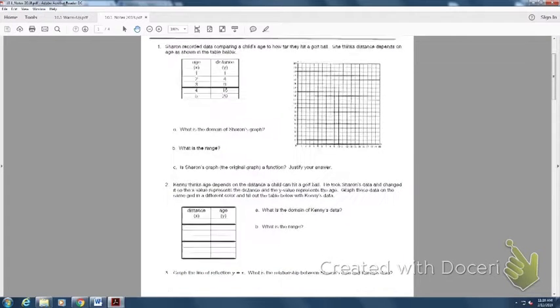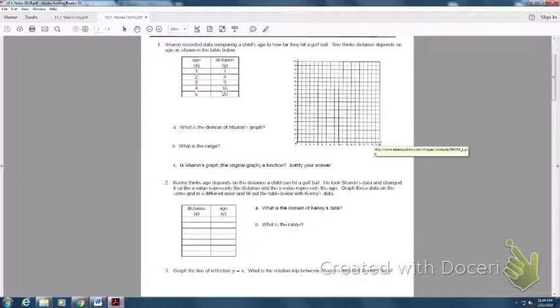Okay, so let's go through this. It says Shannon recorded data comparing a child's age to how far they hit a golf ball. She thinks the distance depends on the age as shown in the table. So we've got a lady and a bunch of little kids hitting golf balls. She's saying, okay, that kid's 3 years old, so I think he's going to hit it about that far. That kid is 7 years old, I think he's going to hit it about that far. So you've got this table.